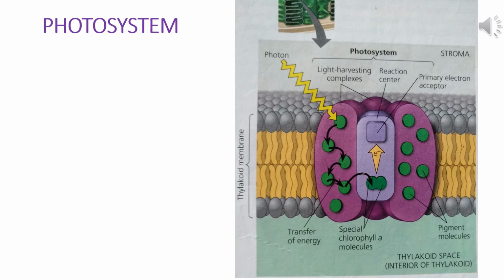What's the reaction center and what is an LHC? A light harvesting complex is an assembly of pigment molecules along with associated proteins. There are different types of proteins associated with it. While a reaction center is a protein complex which consists of two special chlorophyll a molecules and a primary electron acceptor. Remember, there are two types of photosystems in plants, photosystem 1 and photosystem 2. How do they differ? We will see in the following slides.